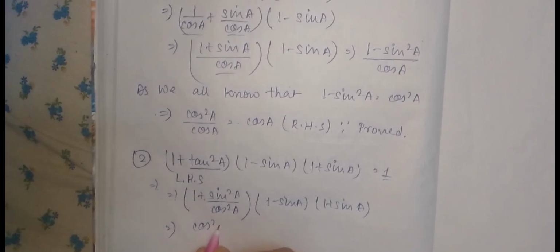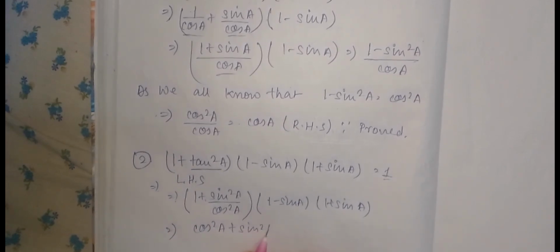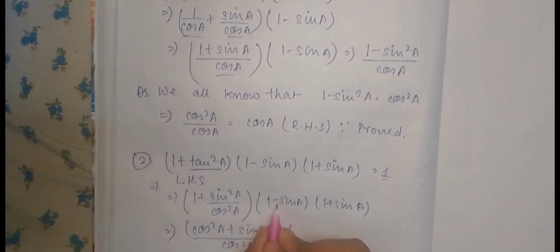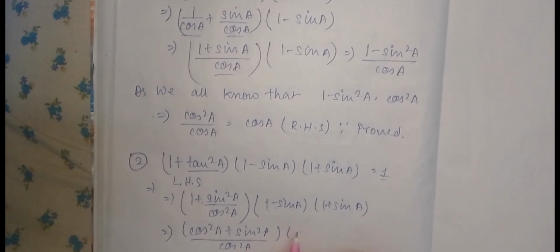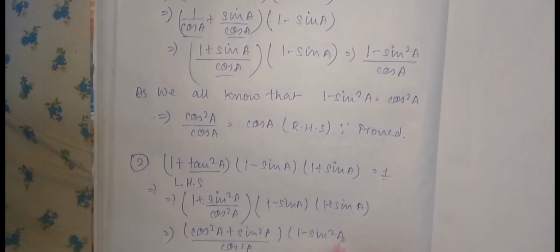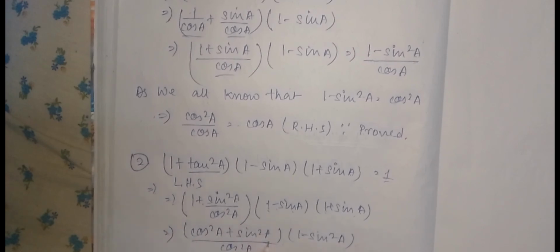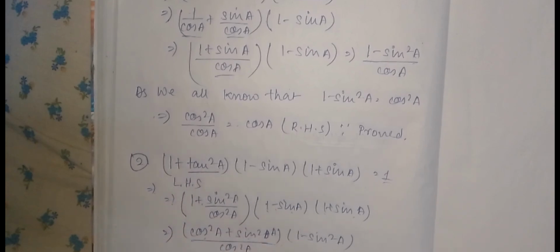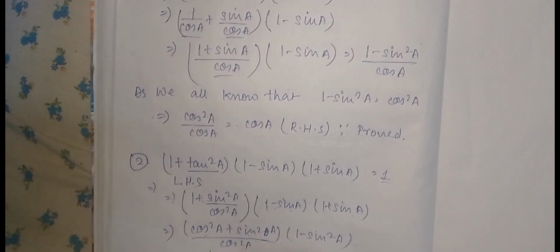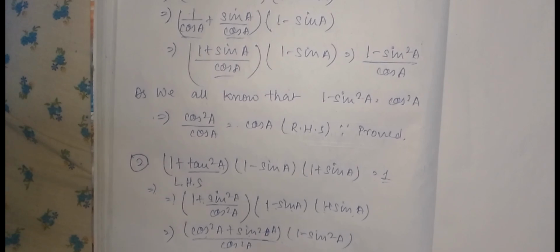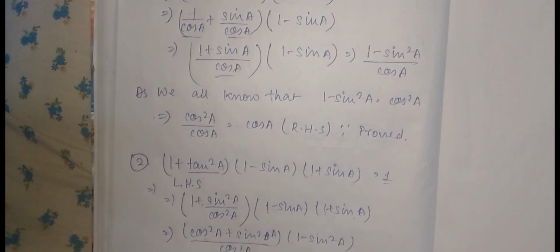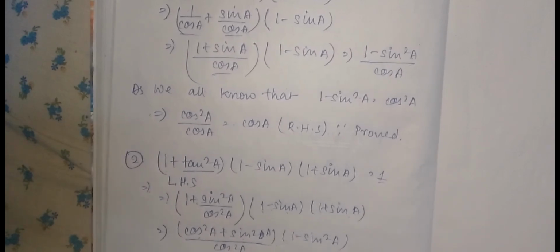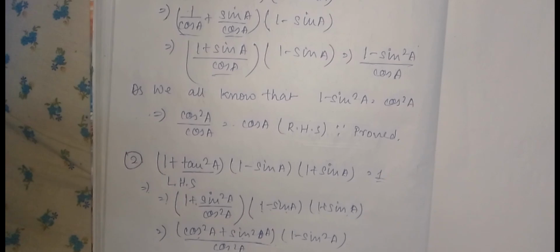So here we will get (cos square A plus sin square A) divided by cos square A. Again here (1 minus sin A)(1 plus sin A) will result in 1 minus sin square A. Therefore here we will get 1, as sin square A plus cos square A equals 1, into (1 minus sin square A), which will turn into cos square A divided by cos square A, which will give us 1, which is the RHS. Hence the sum is proved.